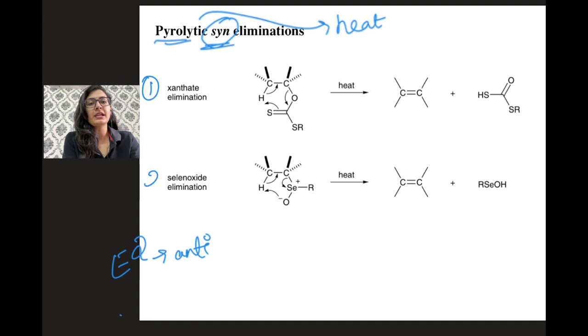Second example is selenoxide elimination. We also have many more examples, that is acetate pyrolysis, Cope elimination. We will see all of them eventually. All right. So first example that we see over here is xanthate elimination.